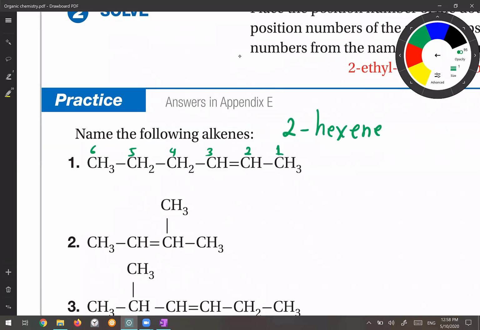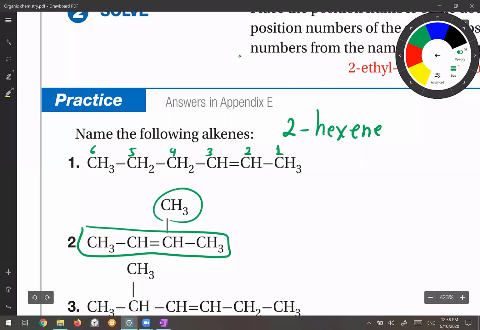Okay, the next one. I choose the parent first. The parent chain is this one, the longest chain which contains the double bond. It has 4 carbon. I have to number the parent. I have one branch. The branch is methyl. I can number the parent from the left side. It becomes 1, 2, 3, 4. The double bond is on the second position. If I number it from the right side, this is carbon number 1, this is carbon number 2, this is carbon number 3, this is carbon number 4. Again, the double bond is on the second position.